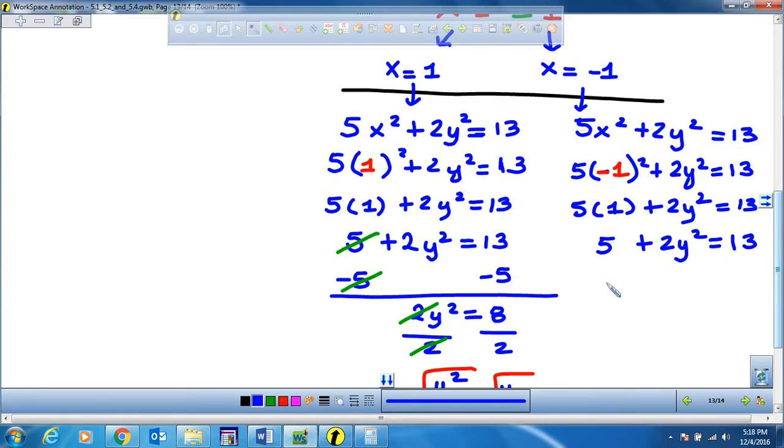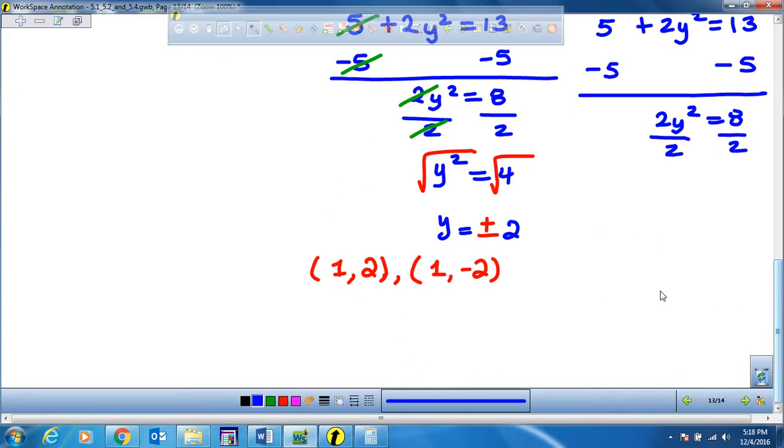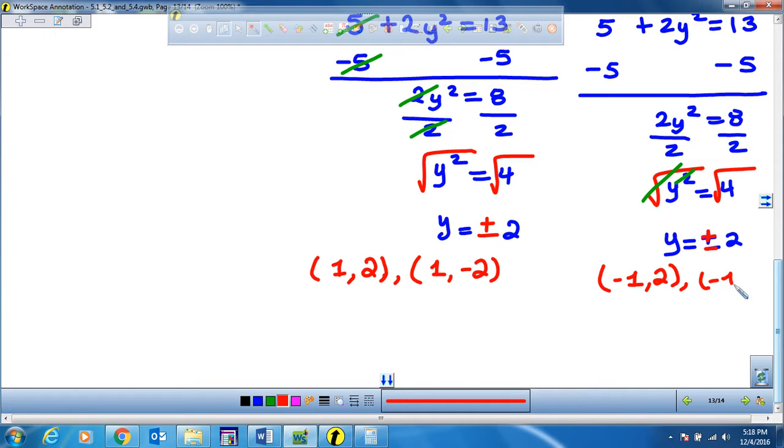5 times 1 is 5, subtract 5. So 2y squared equals 8, divide by 2. So y squared is equal to 4. Again, you do the square root. So y is equal to plus or minus 2. So the points for this one are going to be negative 1, comma 2, and negative 1, comma, negative 2.